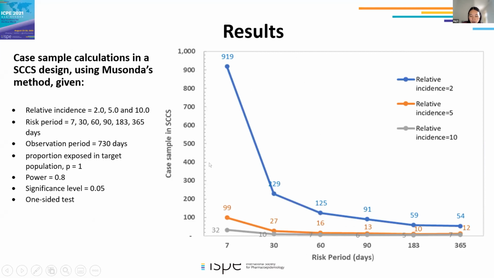Result. Using Massena's method, we give a range of design parameters with relative incidence set as 2, 5, 10, and risk period set as 7 days, 30 days, and 60 days up to 1 year, with a fixed observation period of 2 years. We assume the entire target population during the observation period is exposed, so P equals 1, with power at 0.8 and alpha at 0.05 with a one-sided test.